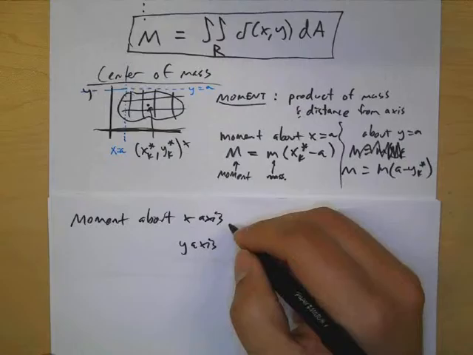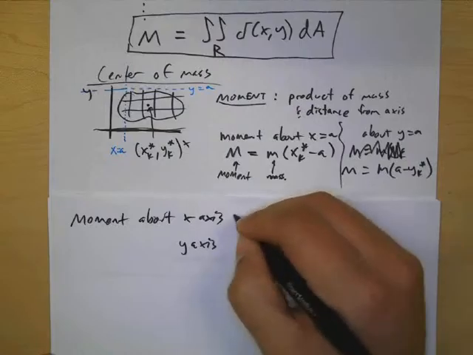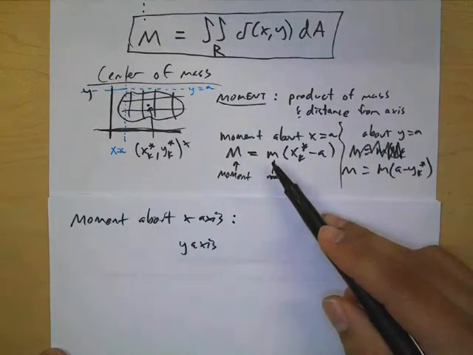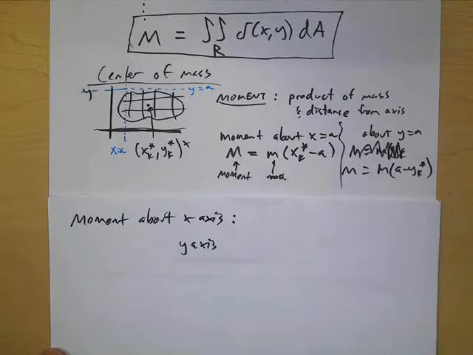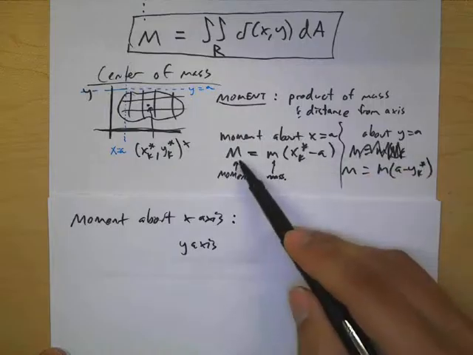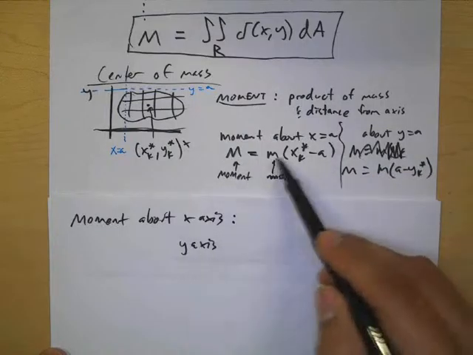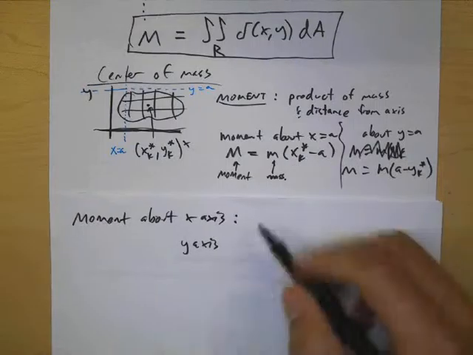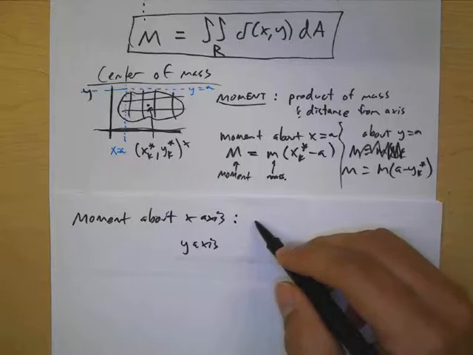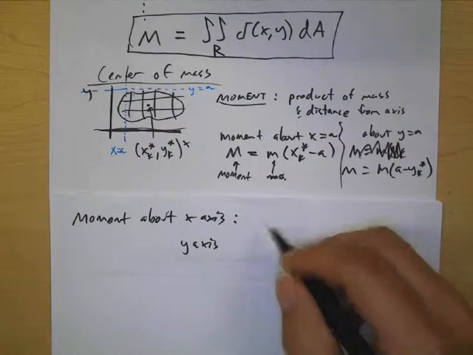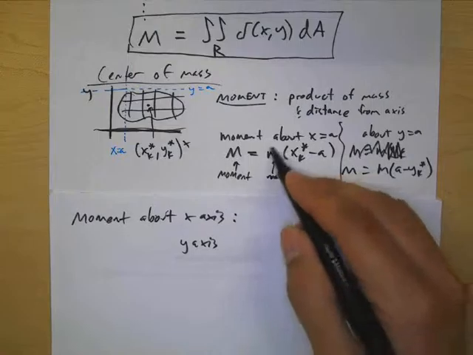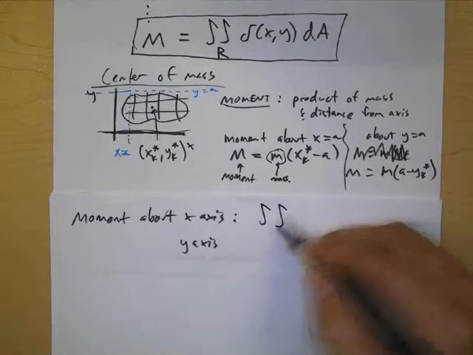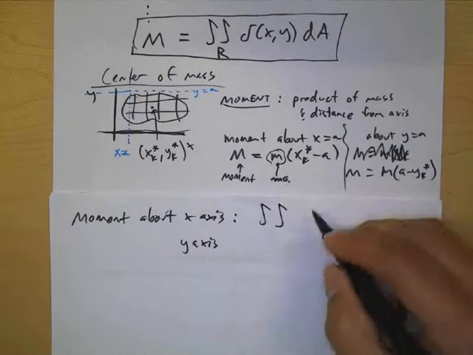Now, if we go x-axis, using this kind of interpretation here, I guess we can stick with this. That would be mass times the distance to the x-axis, right? Well, what is mass, though? Whatever we defined up here. So let's just write that out.